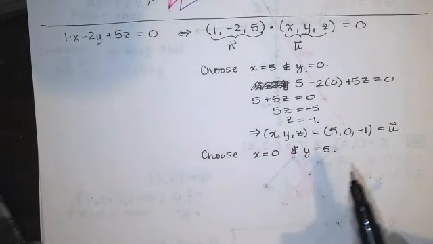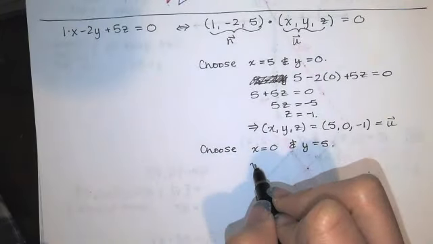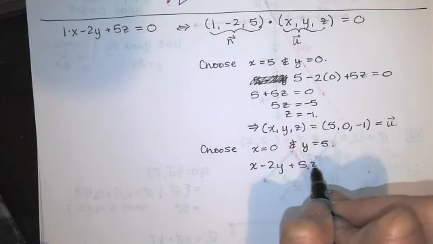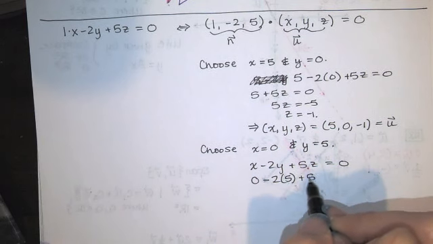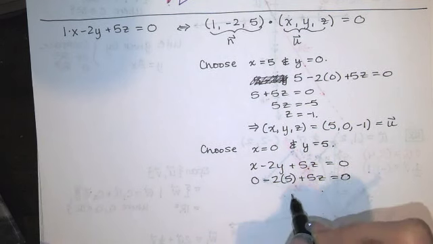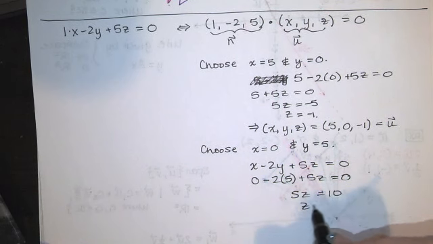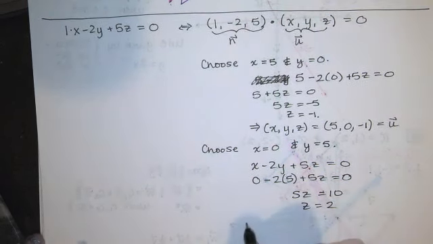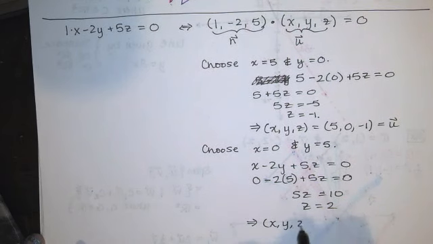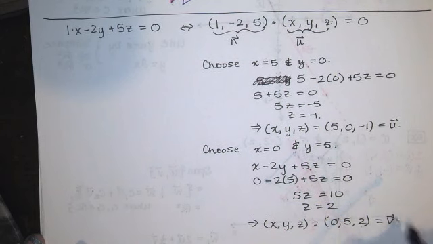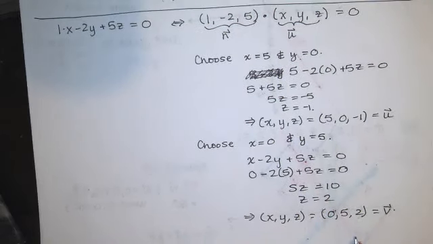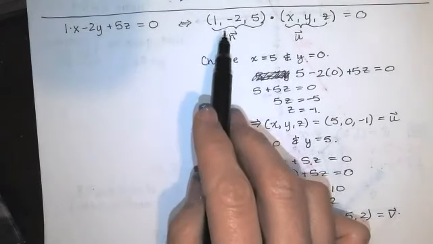If we plug x equals 0 and y equals 5 into this equation, x minus 2y plus 5z equals 0, I substitute in 0 for x and 5 for y, and I get 5z equals 10. If I divide both sides by 5, I get z equals 2. So our second vector has components 0, 5, and 2. That's v. Now, if I take any linear combination of these two, multiply this one by a constant, multiply this one by a constant, and add them together, I can get a point in that plane.